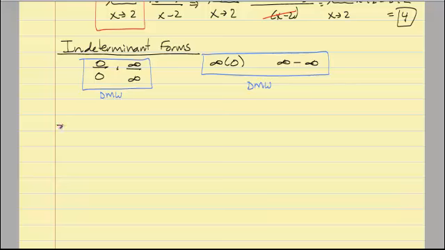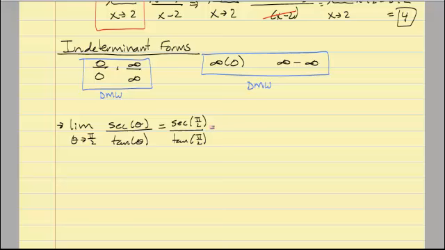Okay, let's go ahead and look at a limit that involves some trig functions. Let's look at the limit as theta approaches pi over 2 of secant theta over tangent theta. So let's go ahead and plug directly in first. If I plug directly in, so we can evaluate this limit by plugging directly in, I get the secant of pi over 2 over the tangent of pi over 2.